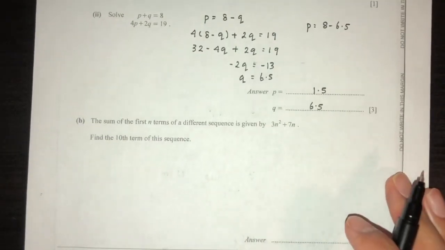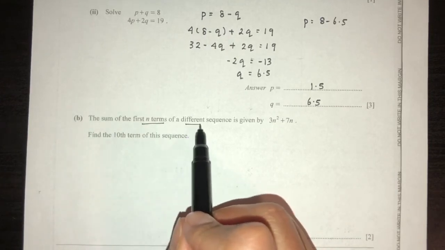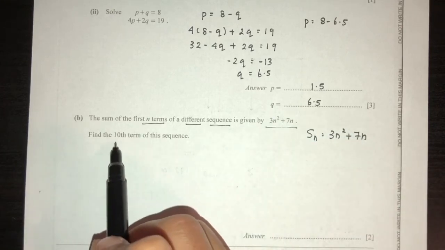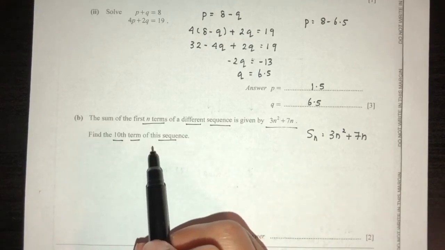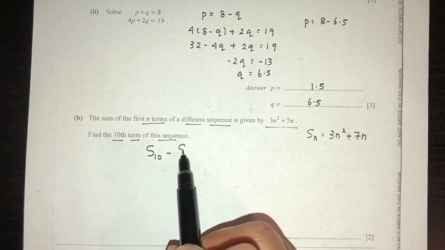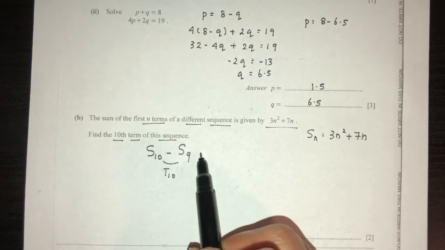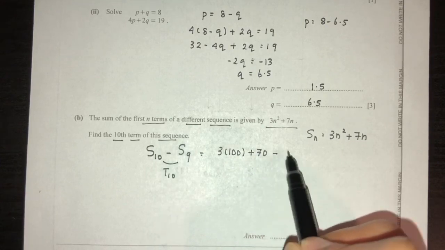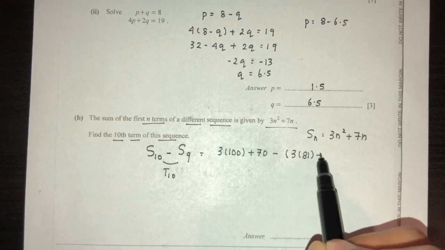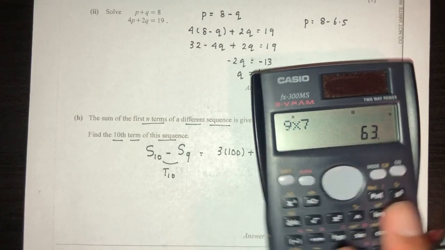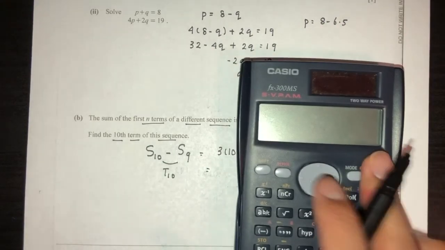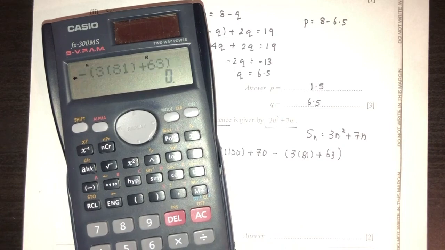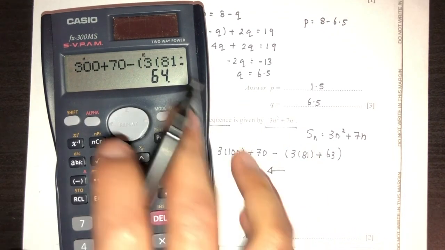That is part A. Now part B, the sum of the first n terms of a different sequence is given by this. So Sn will be 3n squared plus 7n. Now find the 10th term of this sequence. So pretty easy, we can just first find the sum of the first 10 terms minus the sum of the first 9 terms to get the 10th term. So S10 will be 3 times 100 plus 70 minus 3 times 81 plus 7 times 9, which should be 63. That will give you 300 plus 70, and then minus 3 times 81 plus 63. That will be 64. Okay, so 64 will be your answer for the 10th term.